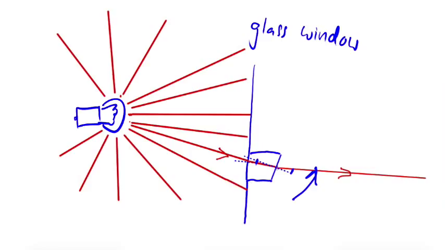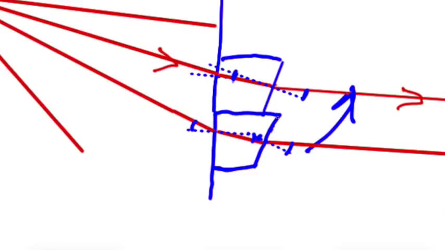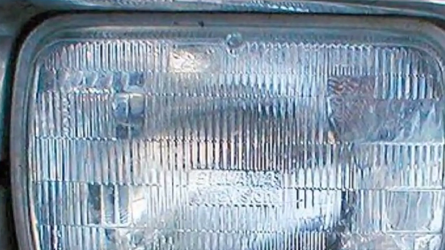For a neighboring ray of light, my angles are slightly different, and I need a different inclination of the glass-air boundary. So overall, I end up with different blocks of glass with different surface angles. That explains why you see the glass blocks.